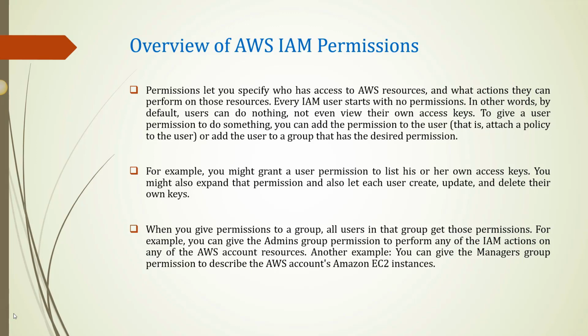For example, you might grant a user permission to list his or her own access keys. You might also expand that permission and let each user create, update and delete their own keys. When you give permission to a group, all the users in that group get those permissions. For example, you can give the admin group permission to perform any IAM action on any of the AWS account resources. Another example is, you can give the managers group permission to describe the AWS account's Amazon EC2 instances. So this is the basic overview of AWS IAM permissions.